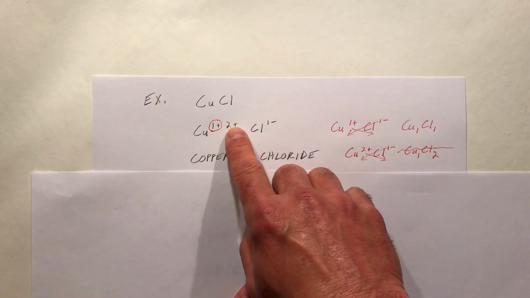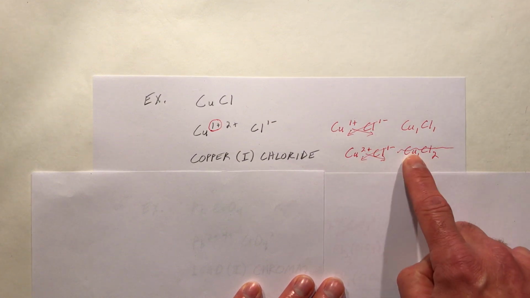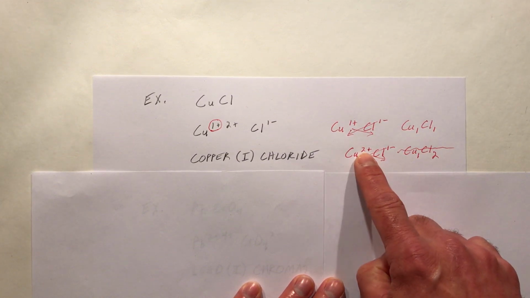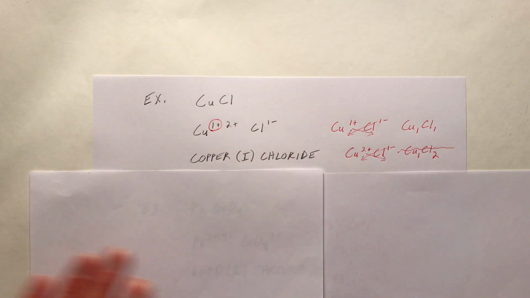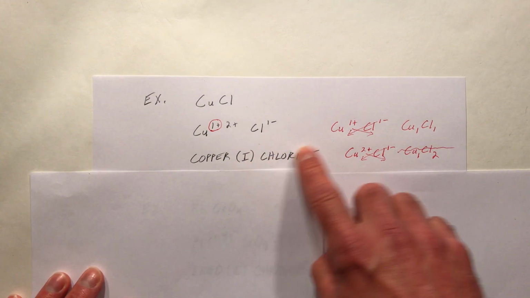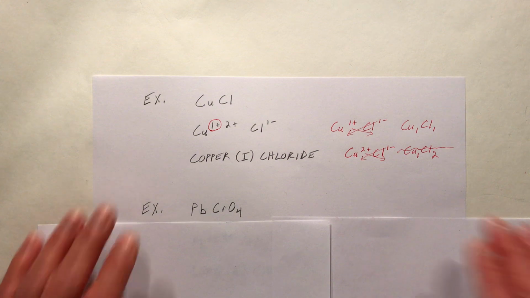Hey, what if you tried to use the 2? If we put the 2 there and the 1 there, we'd get CuCl2. This compound would be made with Cu2+, so we call it copper 2 chloride. This is copper 1 chloride. Remember, the Roman numeral indicates what the charge is. Let's take a look at another example.